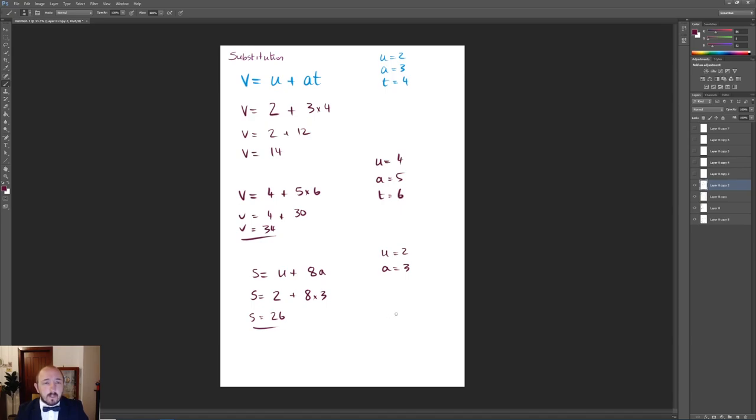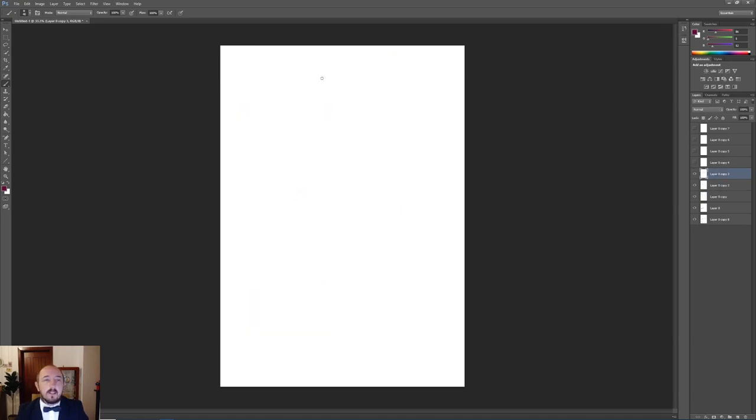Sometimes we might get an equation like v equals u plus at, and they ask us, what is u when v equals 26, a equals 4, and t equals 6, like that. So this time, we're not actually looking for v, we're looking for u. So we have to substitute these in and then rearrange to try and find the answer. So I'll give you an example of that here.